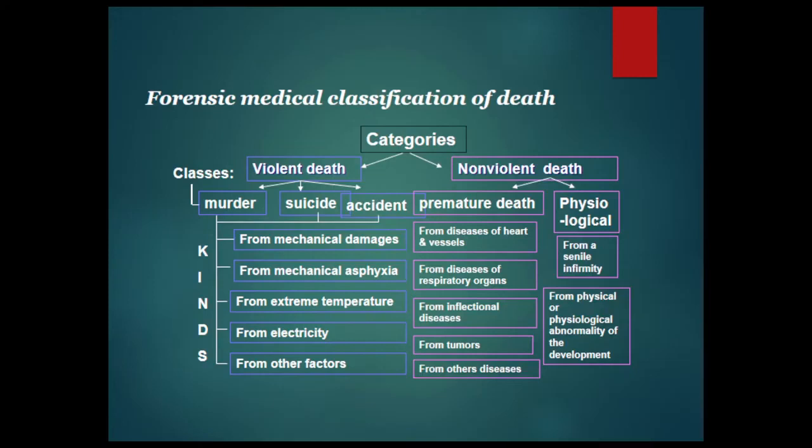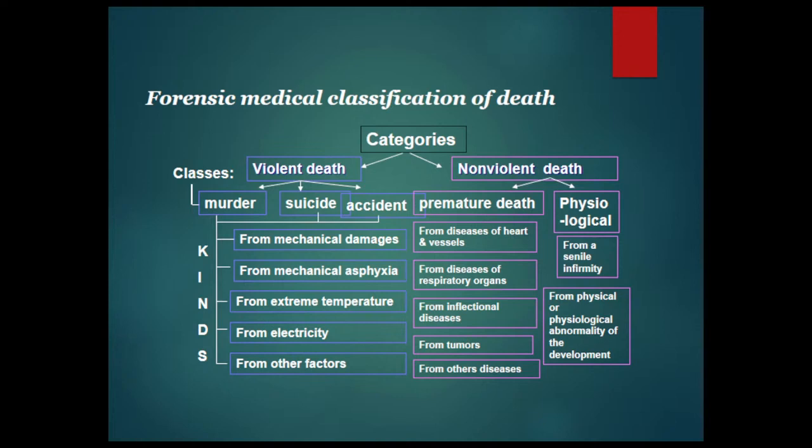All these classes, they could be subdivided to kinds, and these kinds, they mostly illustrate the real cause of death, like death due to mechanical damages, from mechanical asphyxia, from electric shock, or whatever else. So once again, the category of the death, violent death, is subdivided to murder, suicide, and accident classes. And these classes are subdivided to kinds which could represent real cause of death.